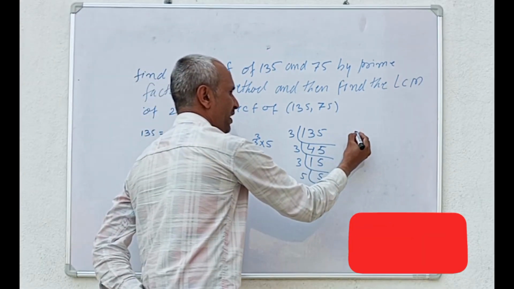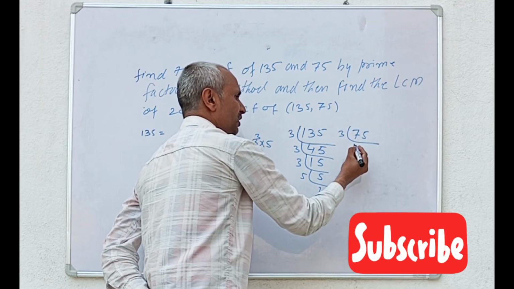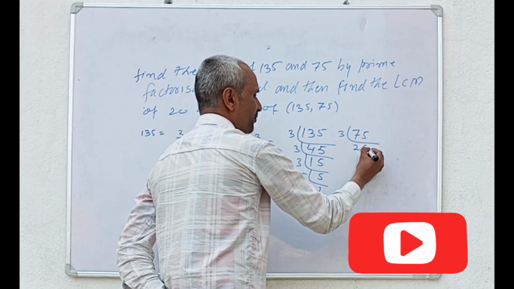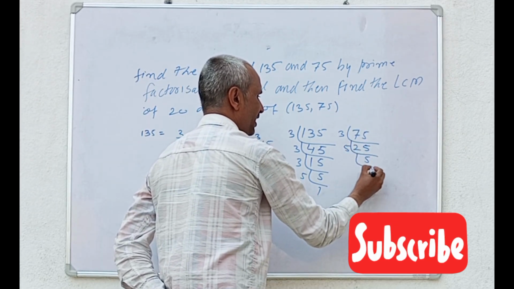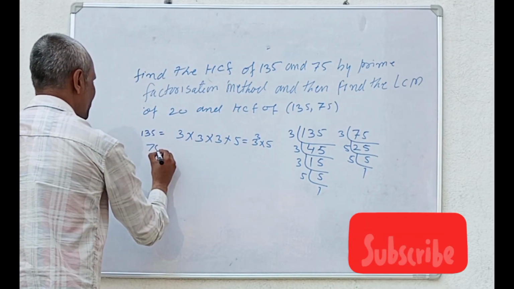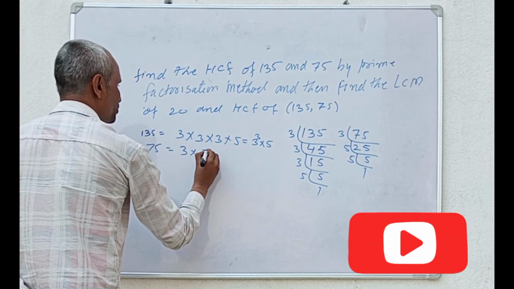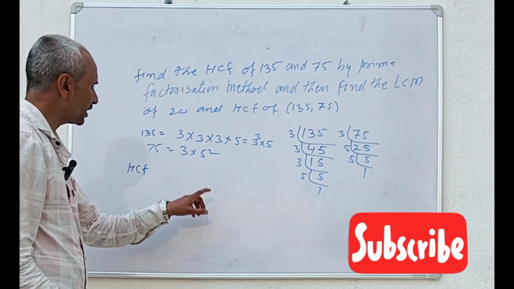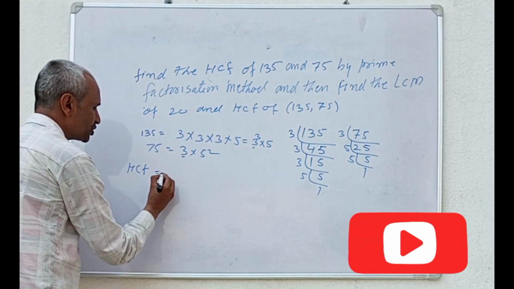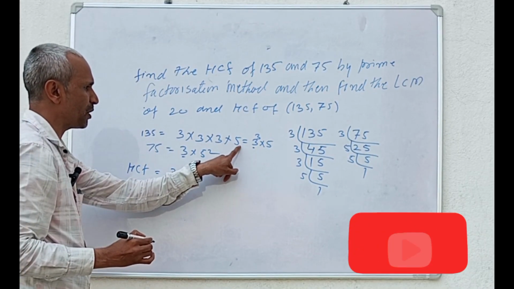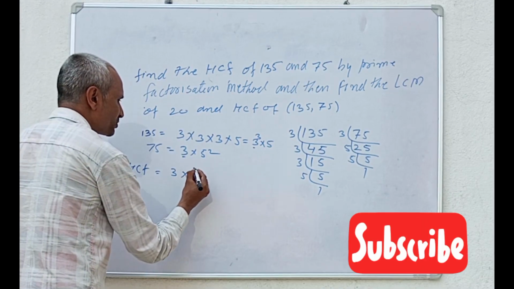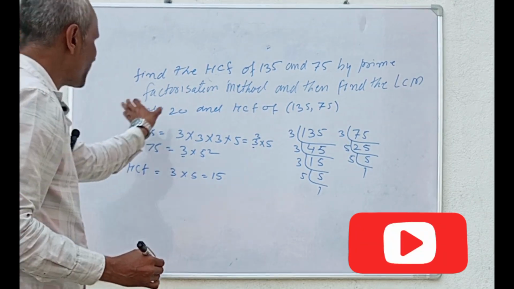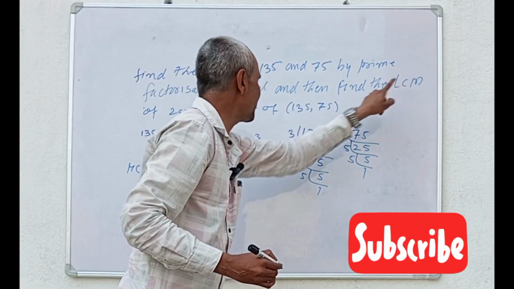Next number given here is 75. We divide 75 by 3, 3 twenty-fives are 75, and 3 fives are 15, again by 5, then 5 and 5, 1. So 75 is equal to 3 into 5 square. Now for HCF we take the lowest power. The lowest power of 3 is 1 and the lowest power of 5 is 1, so 3 into 5. So what is the HCF of these numbers? 15.